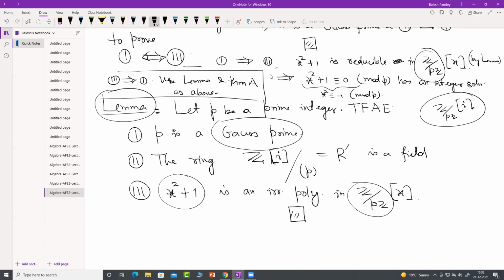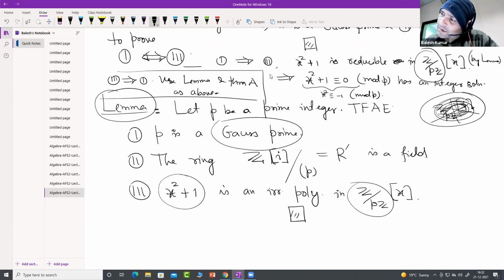Sorry, no. Anyway, all these things can also be handled. In fact, we cannot say that it is precisely this field. What we can say is that since it is a prime element and it is a PID, the ideal generated by p will be a maximal ideal in this ring, so it is a field. That's okay, obvious. But it is not saying that it is like this thing.